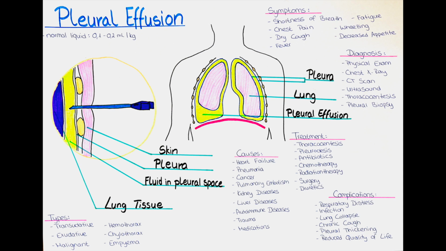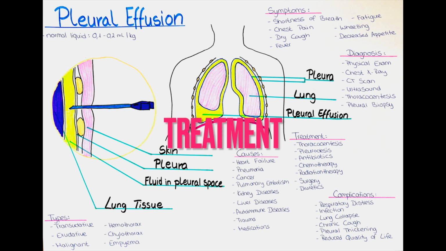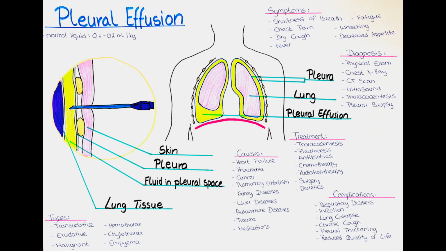In some cases, a small sample of tissue may be removed from the pleura in a pleural biopsy for further analysis to help diagnose the underlying cause of the effusion. In the next point, I would like to talk about the treatment. The treatment of pleural effusion depends on the underlying cause and the severity of the effusion. Thoracocentesis is one of the treatment options. This procedure involves the insertion of a needle into the pleural space to drain the accumulated fluid.